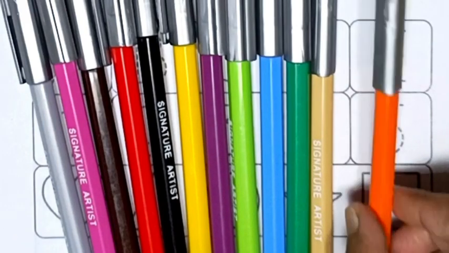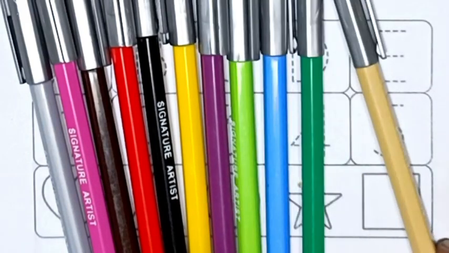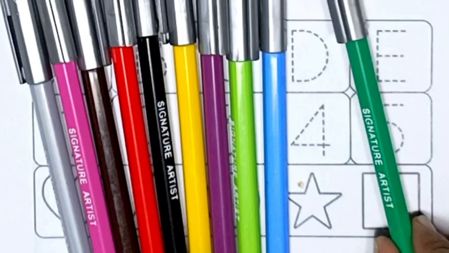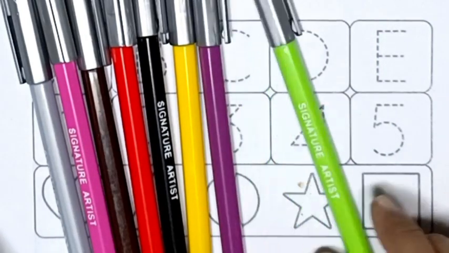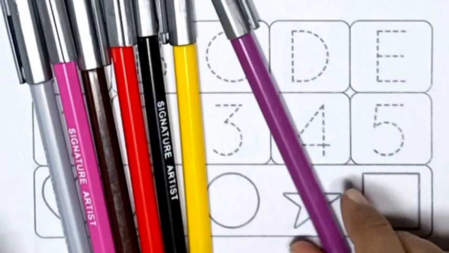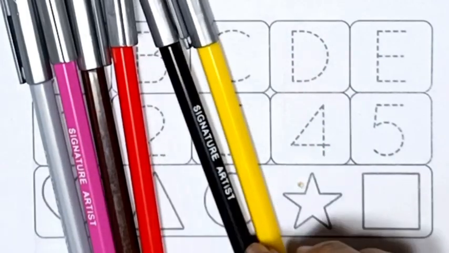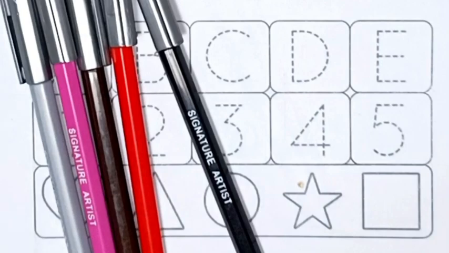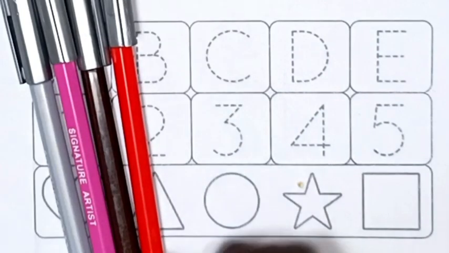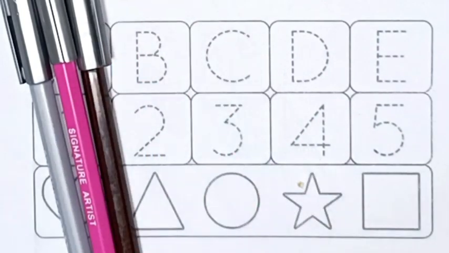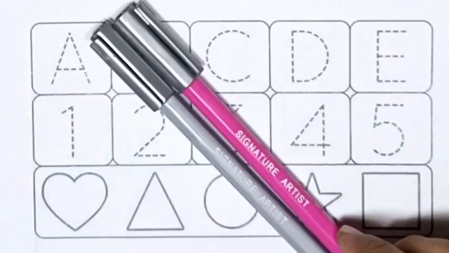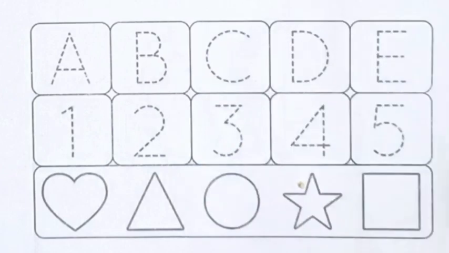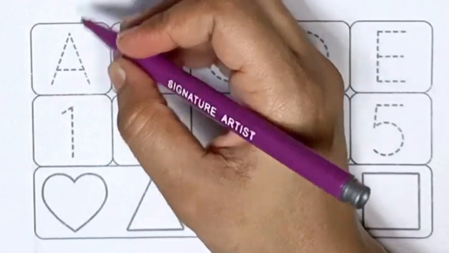Okay, learn about color. This is orange color, skin color, green color, sky blue color, light parrot color, purple color, yellow color, black color, red color, chocolate color, pink color and grey color.